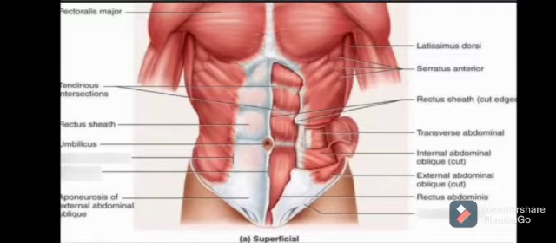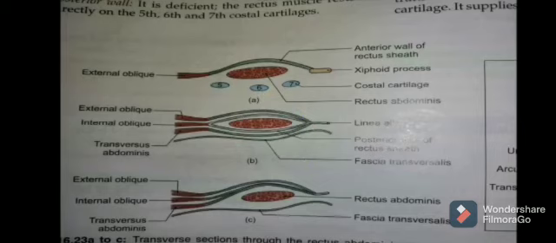But the posterior layer is not variable. It is not continuous as well. It is not present in the costal margin area, and it is not present below the arcuate line. It is present only in the central part. But yes, it is not variable. Its composition is more or less the same.